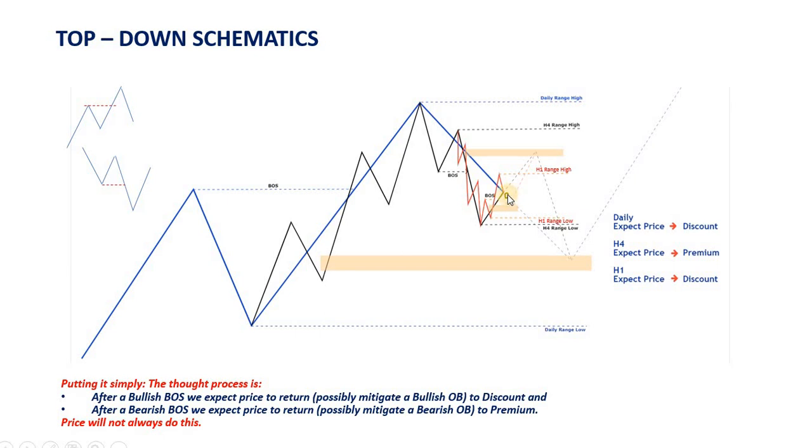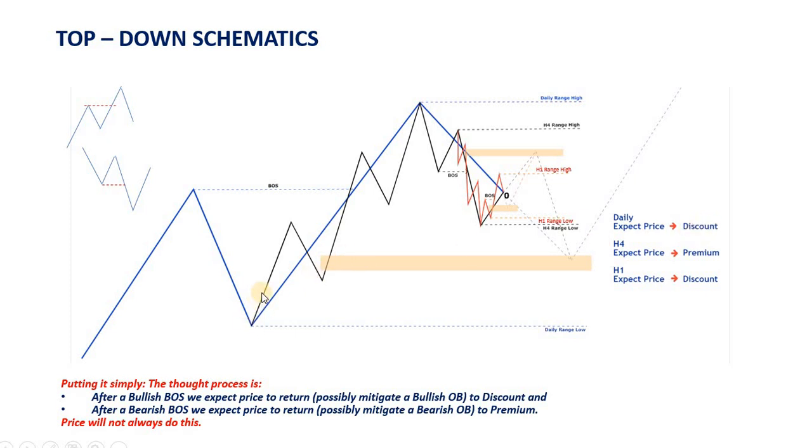We can see that price is actually at premium, and so we expect price after a bullish break of structure to return to the discount level of the daily range. So we can say that on the daily we expect price to return to discount. When we are done with the daily, we now go to the 4-hour.